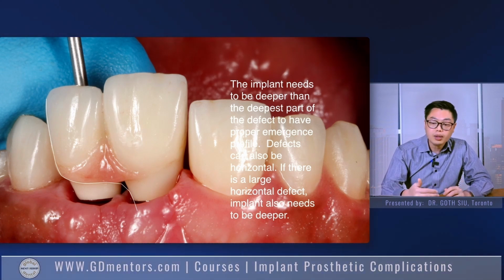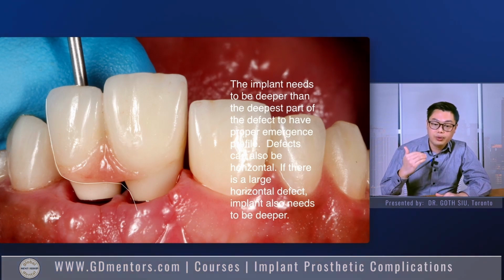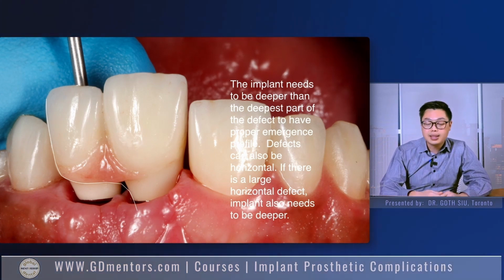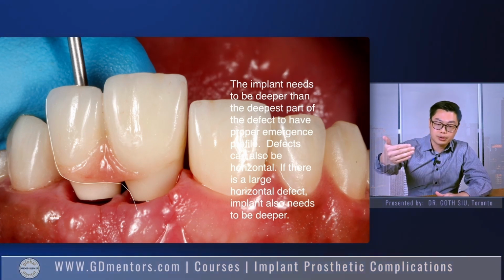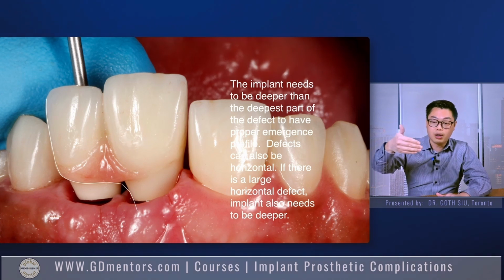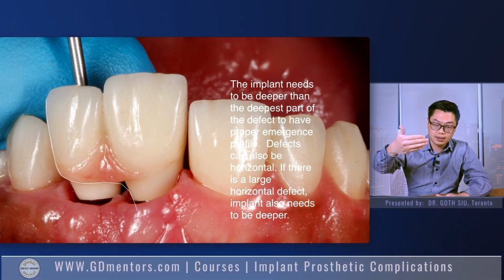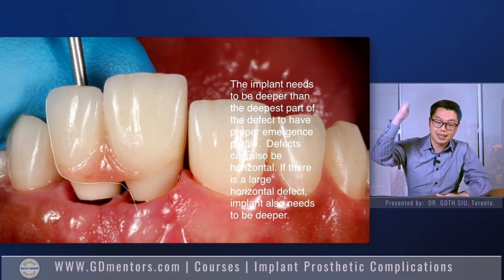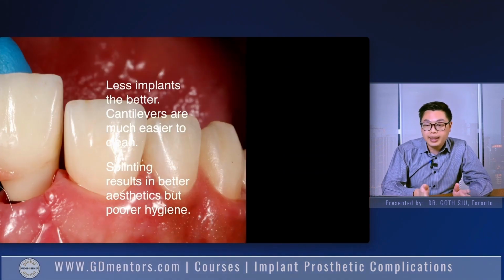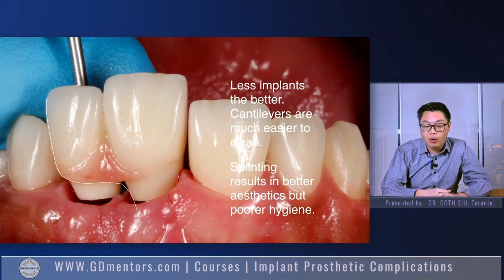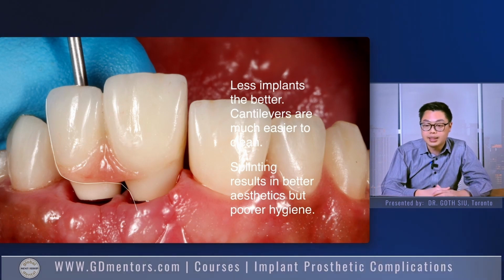Also keep in mind that the defect may not just be a vertical issue, it could also be a horizontal issue. Sometimes the bone resorbs in and you need to actually get pink porcelain to bulk out and help support the lip. That also needs to be taken into consideration. So if there needs to be pink porcelain on this aspect, the implant also has to be deeper to where the pink porcelain starts. Generally, fewer implants the better for pink porcelain situations, because with fewer implants, it's easier to clean.